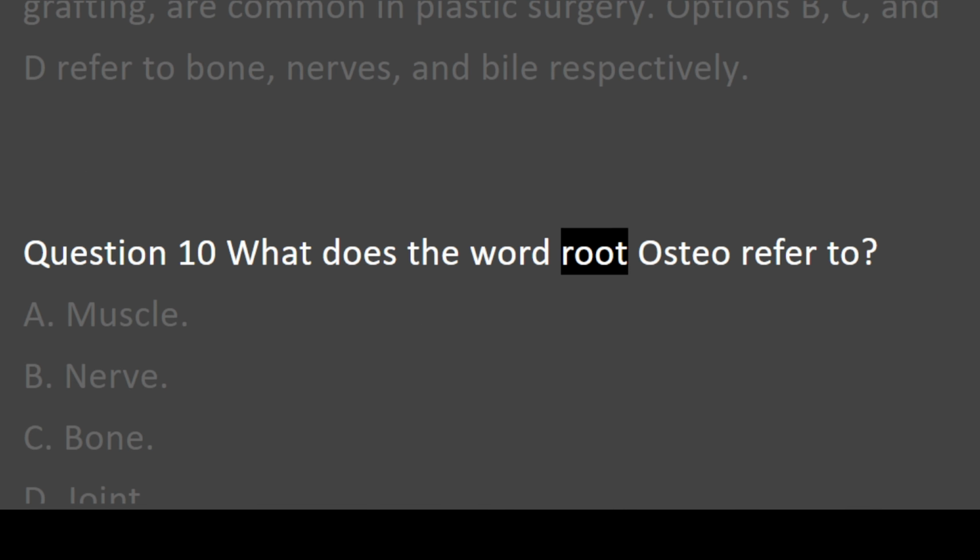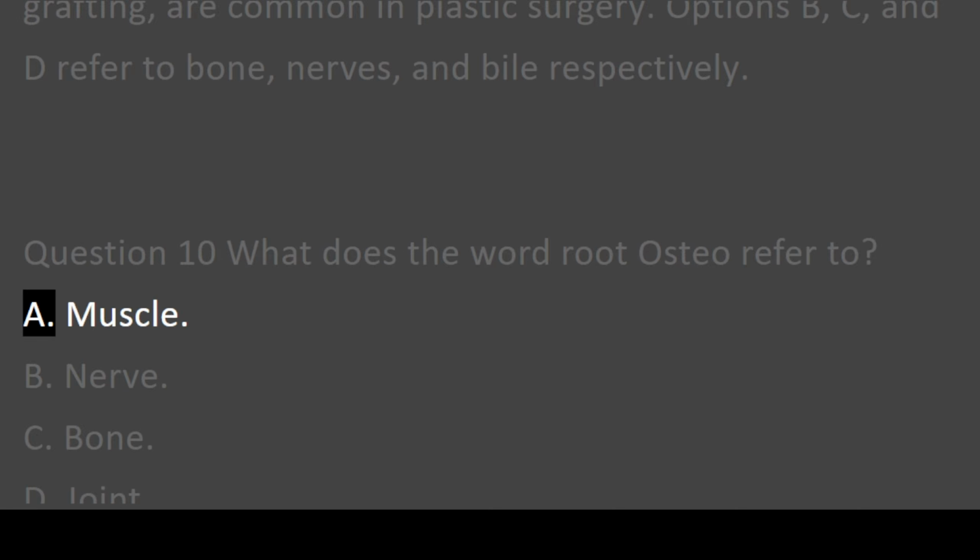Question 10. What does the word root osteo refer to? A. Muscle. B. Nerve.